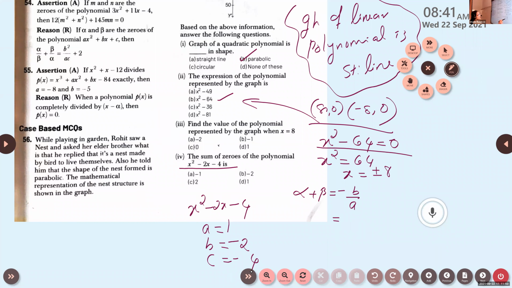So alpha plus beta is equal to minus b by a. So minus b is minus of negative 2, that is 2, by a is 1. So what is sum of zeros? Which option is correct? Justin. Option C. Minus becomes positive, so 2 is the answer. So option C is the correct answer. Gautam, understood?